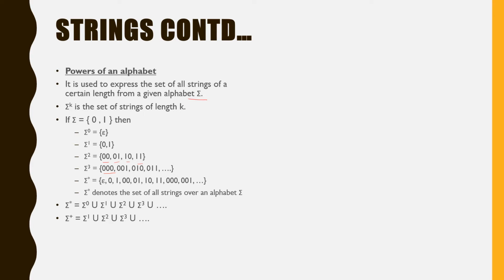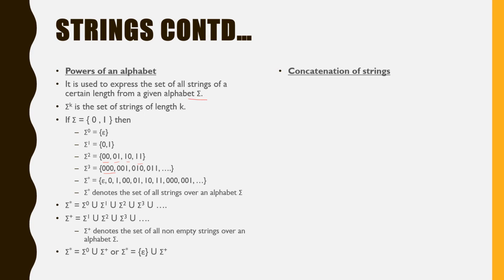If it is sigma power plus, then this will not include the empty string. That is, the string of length 0 will not be included in sigma power plus. We call this plus the positive closure. It denotes the set of all non-empty strings over the alphabet. Next is concatenation of strings.